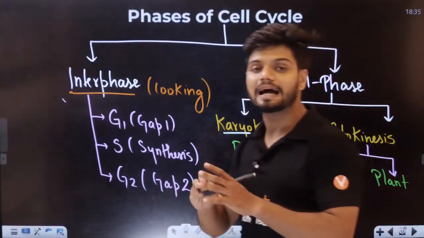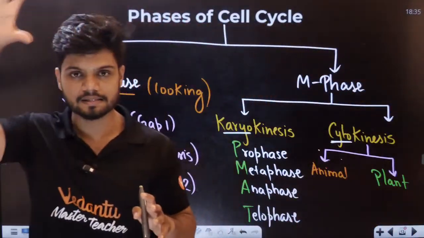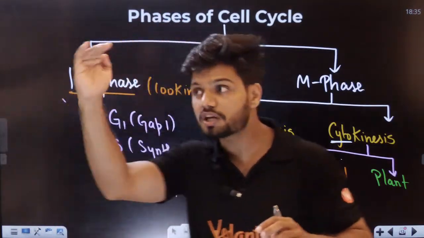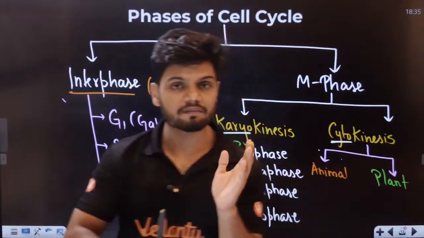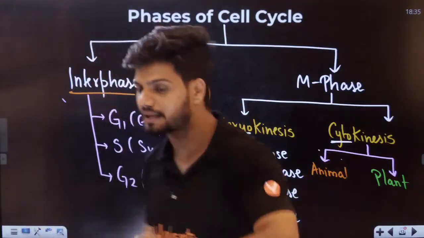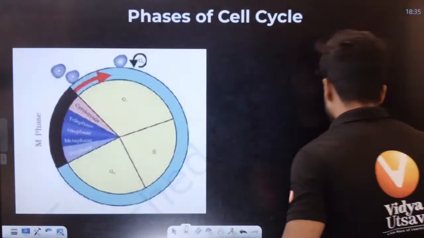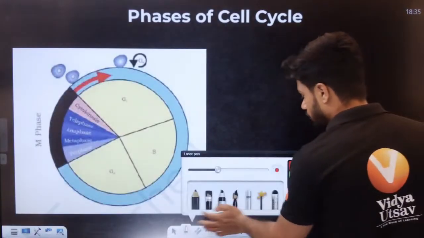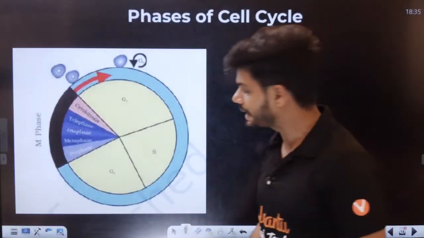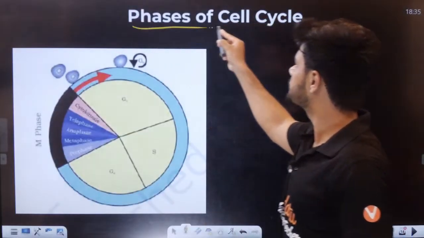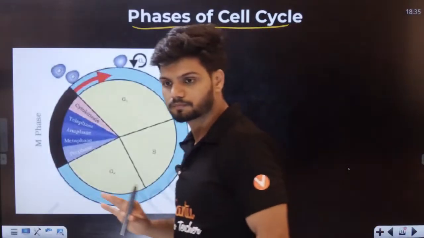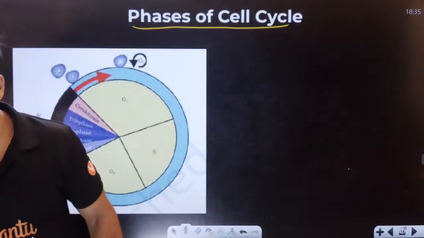This is the entire cell cycle. Here we have the longest phase called interphase, G1, S, G2. Then we have a short M phase, which is divided into karyokinesis and cytokinesis, and here we go. Did all of you understand, students? Yes or no? This entire thing is called the phases of the cell cycle, right here on your board. All of you understood?